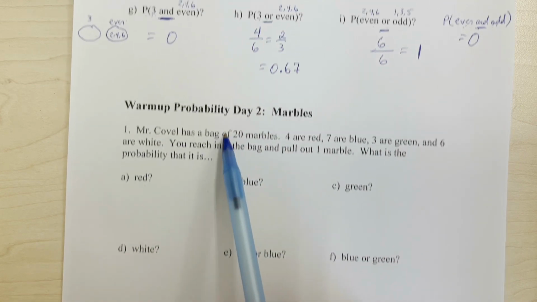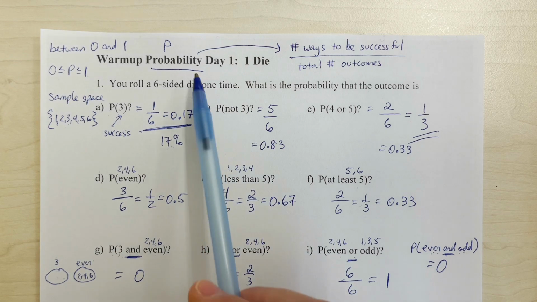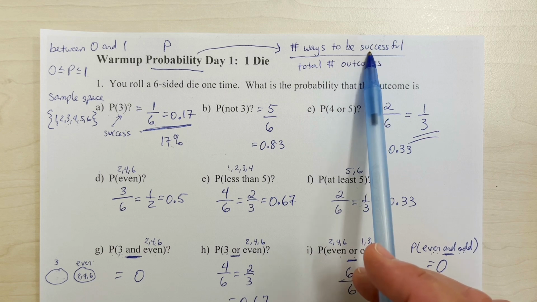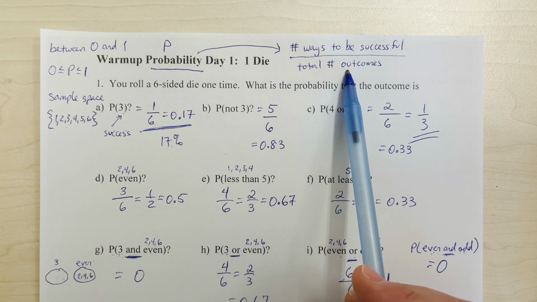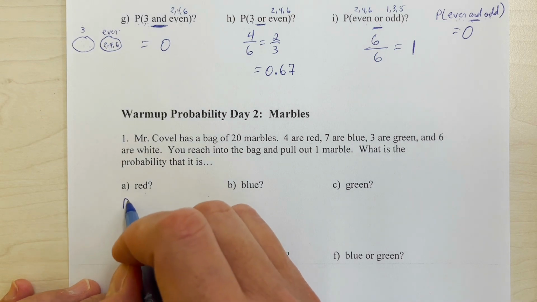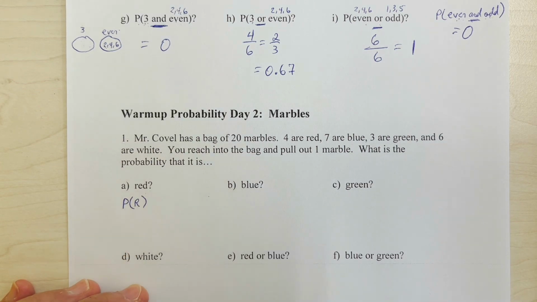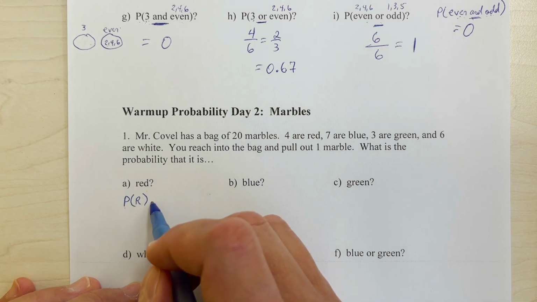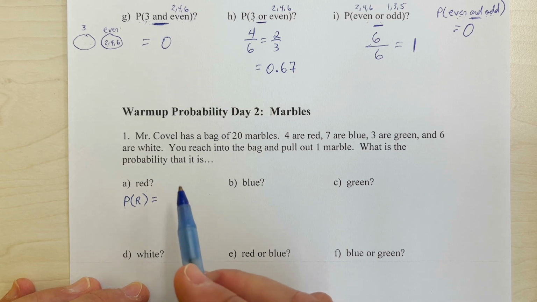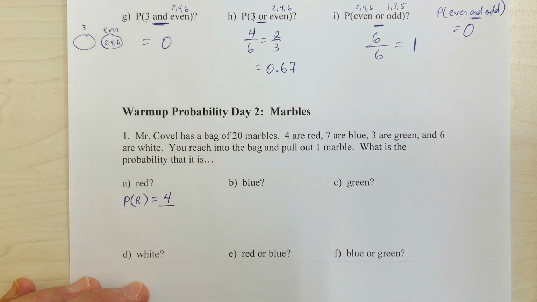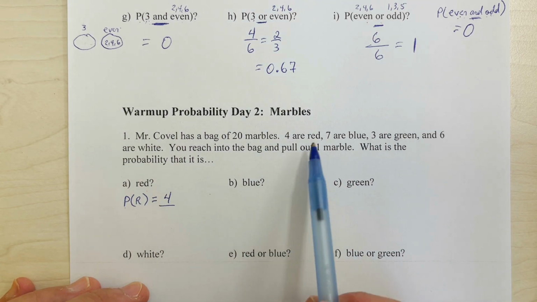Well, probability, going back to part 1, the idea of probability is the number of ways for an event to happen to be successful divided by the total number of outcomes that we can have. So here, I'm going to write P, and I can just use R for red. So the probability of red, that's how I'm reading this. Well, the number of ways to be successful, how many reds are there? 4. So that is my numerator.